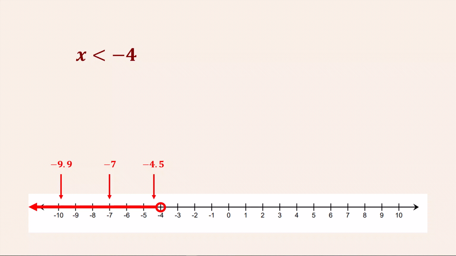Another inequality, such as x is greater than or equal to 1, is graphed using a closed circle to indicate the possibility of a solution equal to 1, and a line to the right showing other possible values that also work, like 5 or 8.6.